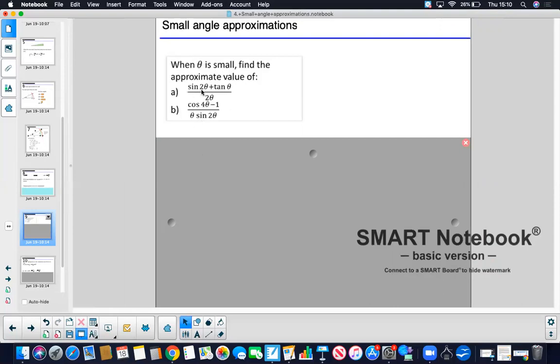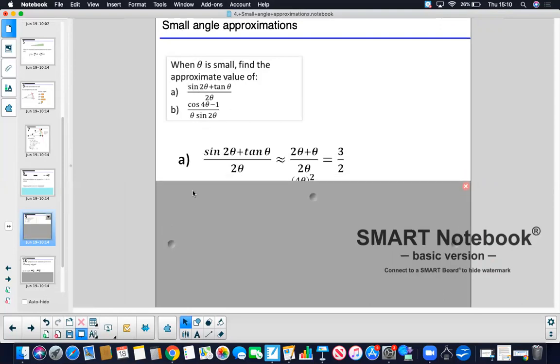Okay, so if we use our small angle approximations for sine and tan, then we know that sine 2 theta would go to 2 theta and tan theta would go to theta, and then we divide it by 2 theta. So this gives us 3 theta over 2 theta, which is 3 over 2.